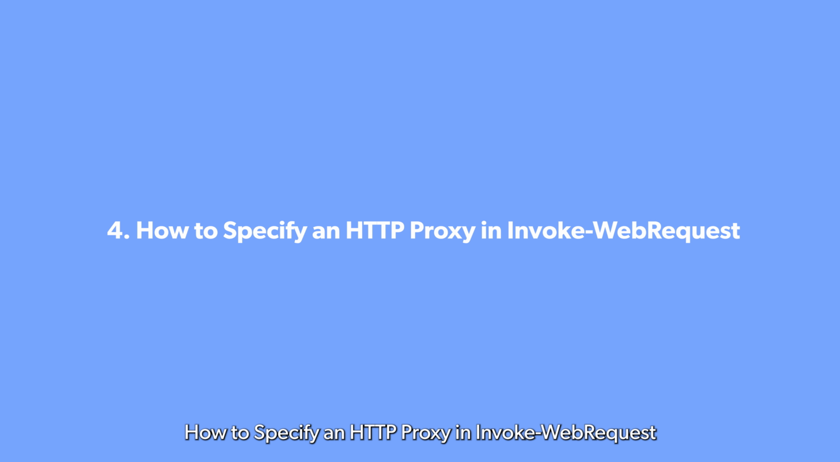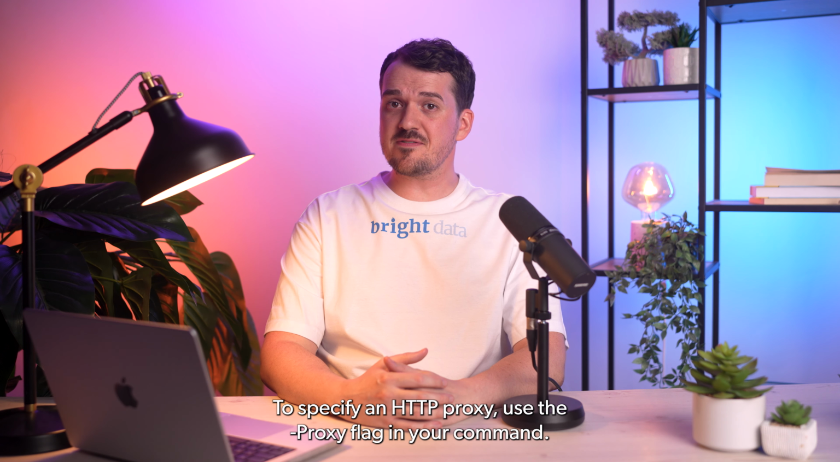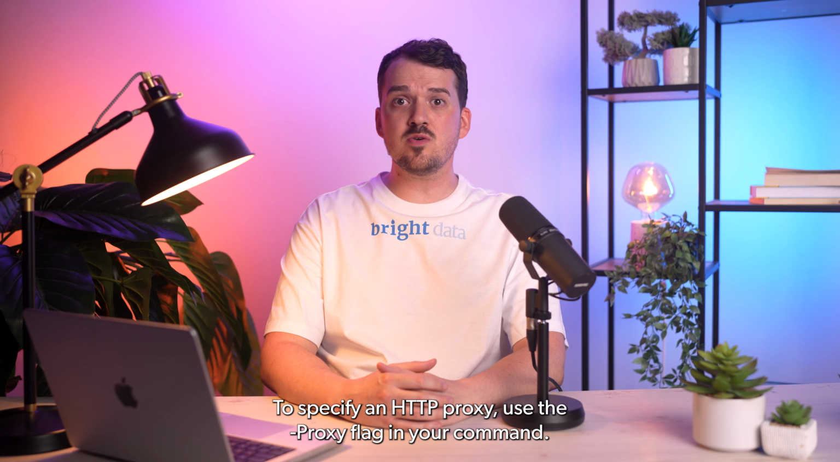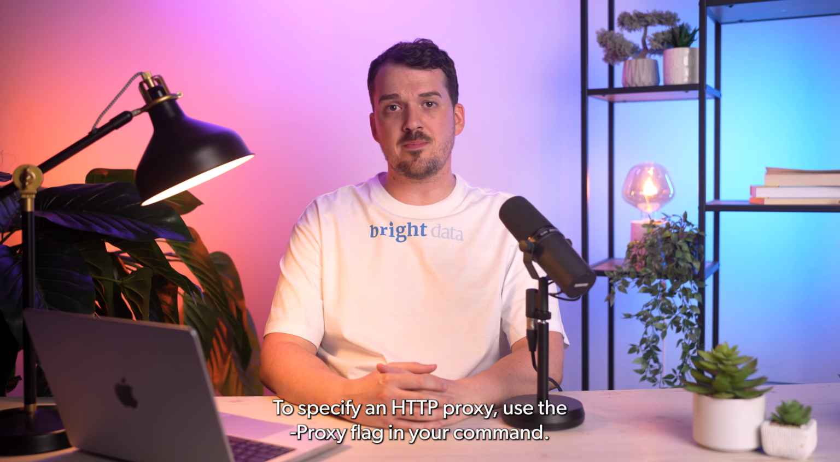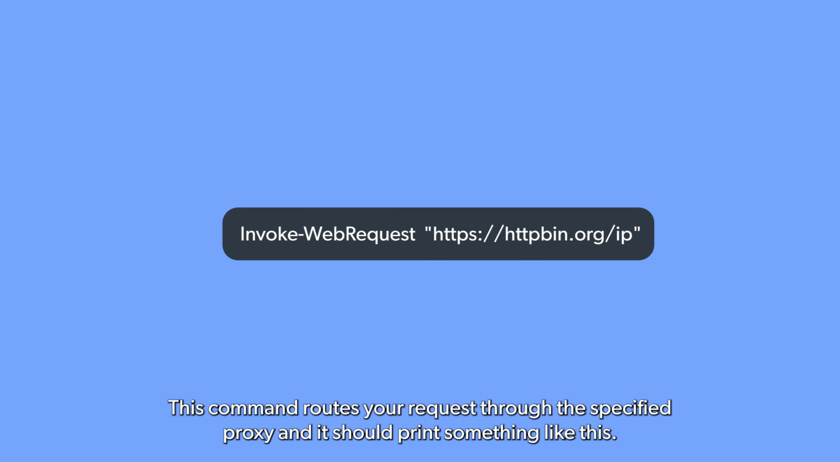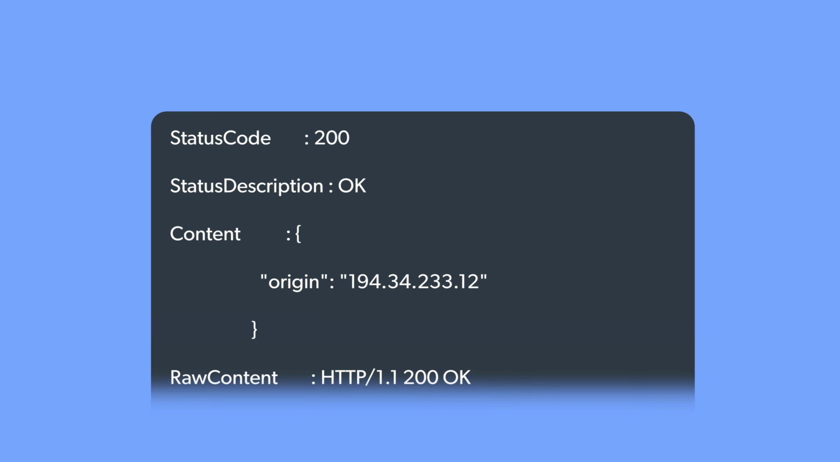How to specify an HTTP proxy in Invoke-WebRequest. To specify an HTTP proxy, use the -Proxy flag in your command. This command routes your request through the specified proxy, and it should print something like this.